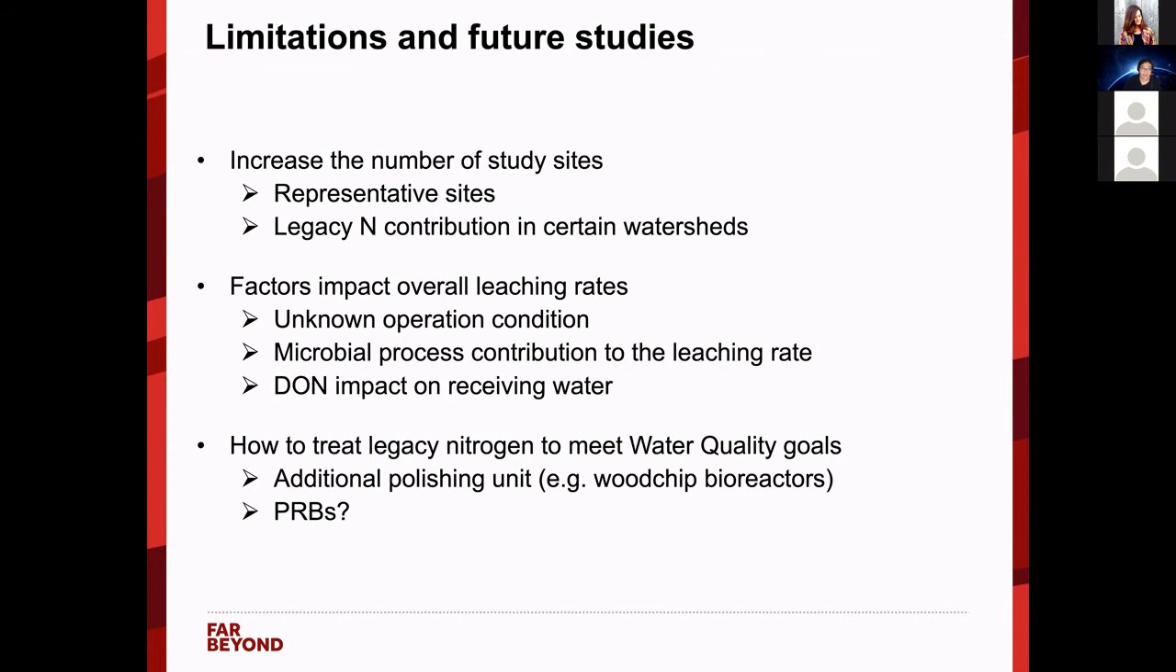So at last, I want to mention some limitations of this study and some future study directions. In order to get a more comprehensive understanding of the leaching nitrogen presence, composition, and impact on nitrogen loading, we should increase the number of study sites. We were only able to sample 2 sites in this study. So whether they are representative of other locations where the groundwater table is a little deeper, and also how the leaching nitrogen really contributes to a certain watershed, remain open questions.